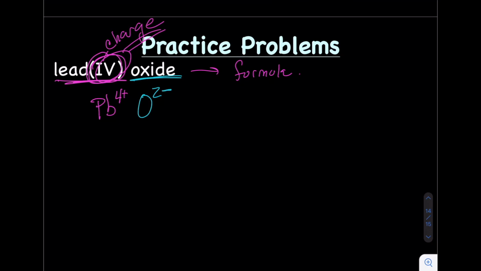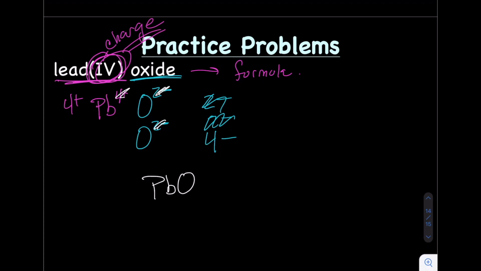All right, they are noble-ish, but not neutral. Right now, we have a total of 4 plus and 2 minus. But we can add another negative, another oxygen. Now we have 4 plus, 4 minus. Woohoo, they are neutral, so the charges cancel out. And we write our formula, PbO2, with 1 Pb and 2 Os.